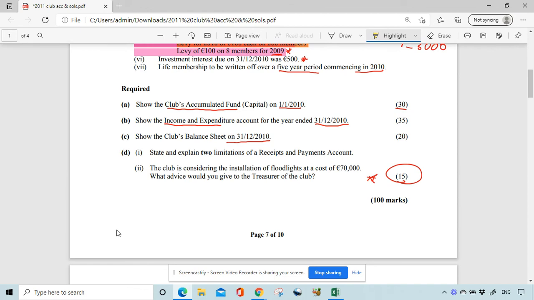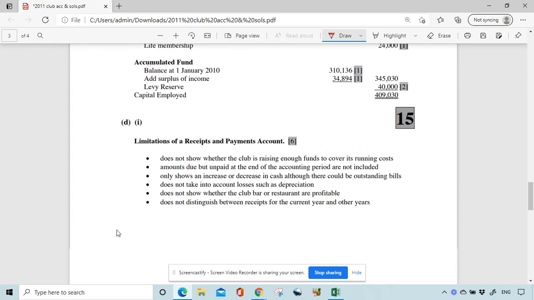So 2 limitations of the receipts and payments account. First of all, 2 limitations of the receipts and payments. Then the club is considering the installation of floodlights at a cost of 70,000. What advice would you give the treasurer of the club? So let's have a look at the theory.